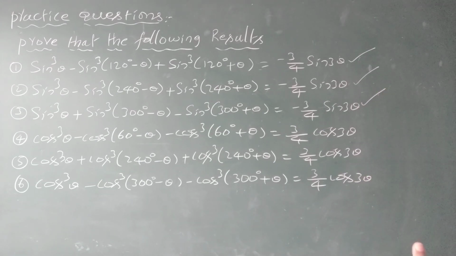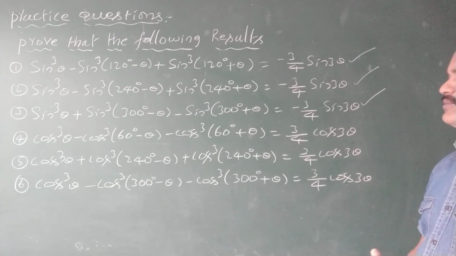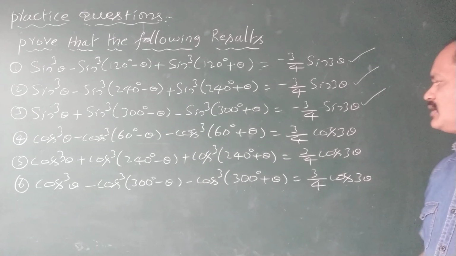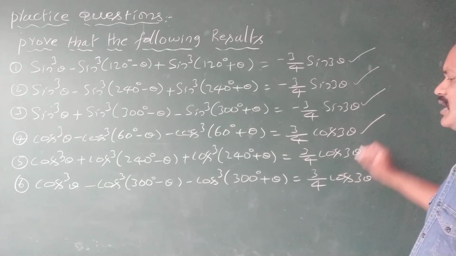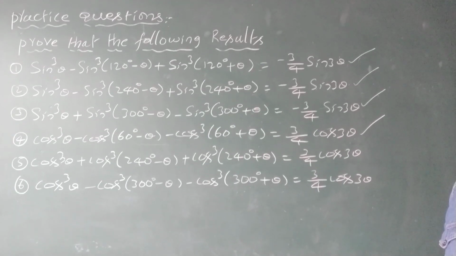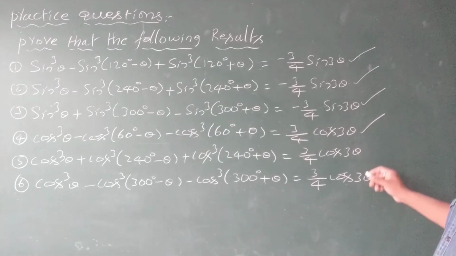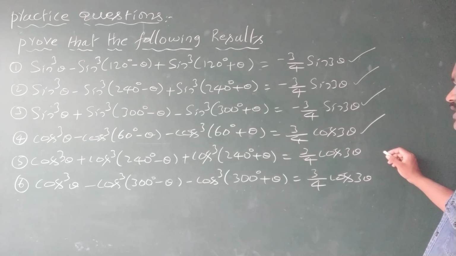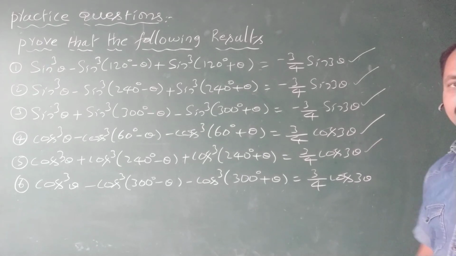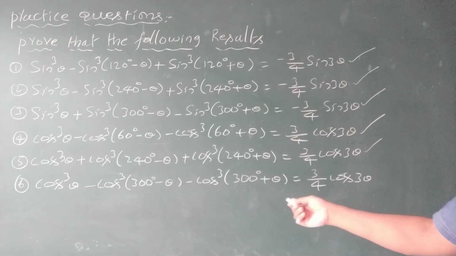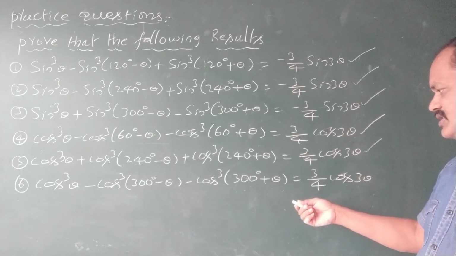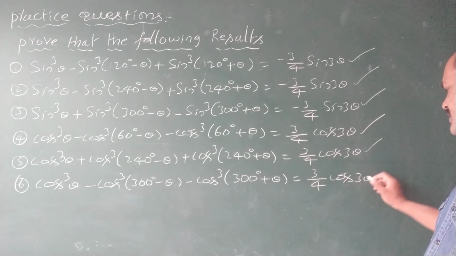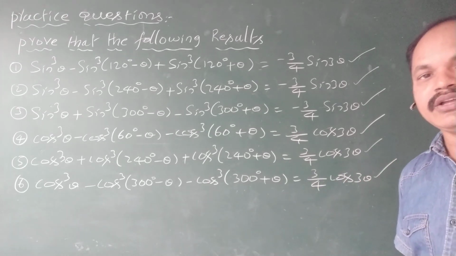And cos cube theta minus cos cube (60 minus theta) minus cos cube (60 plus theta) is equal to 3 by 4 cos 3 theta. And cos cube theta plus cos cube (240 minus theta) plus cos cube (240 plus theta) is equal to 3 by 4 cos 3 theta. And cos cube theta minus cos cube (300 minus theta) minus cos cube (300 plus theta) is 3 by 4 cos 3 theta. Okay, you can practice all these questions.